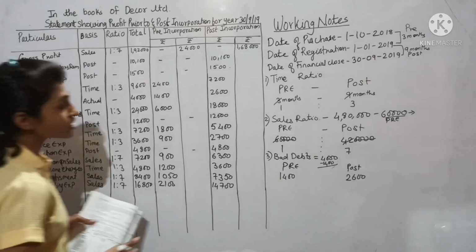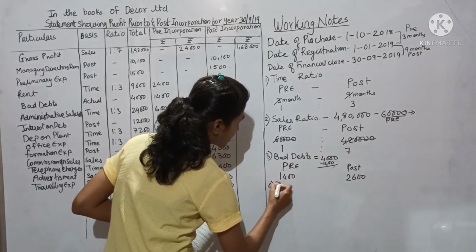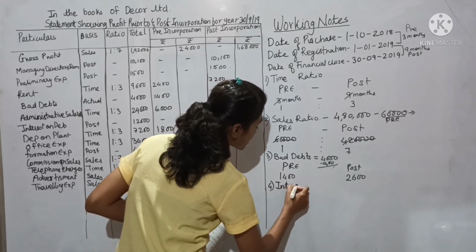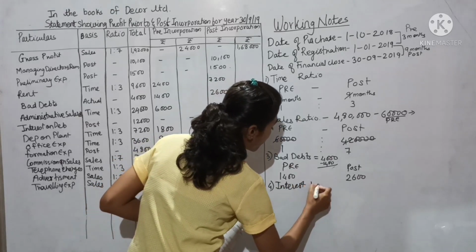Next is interest to vendors. Now there is an adjustment on interest to vendor. So interest to vendor.